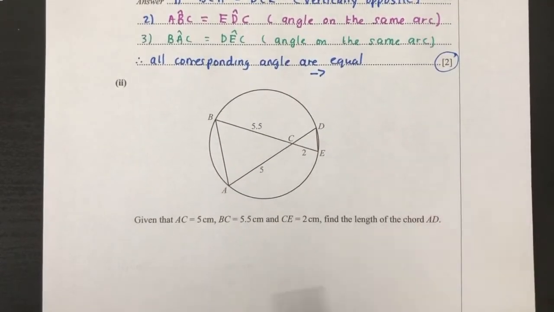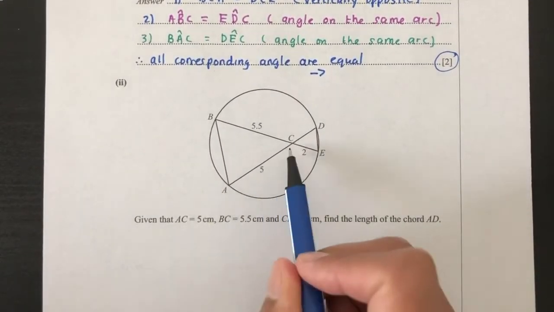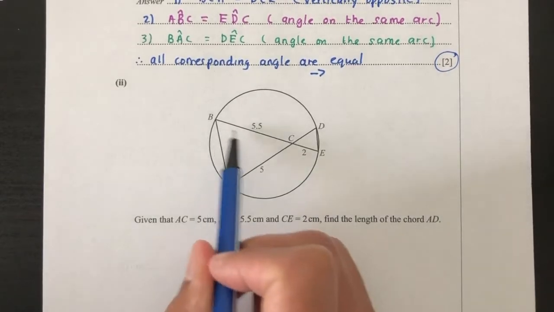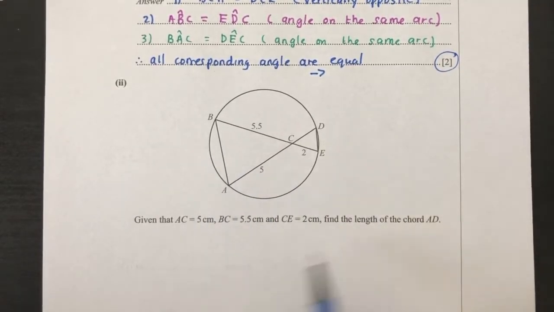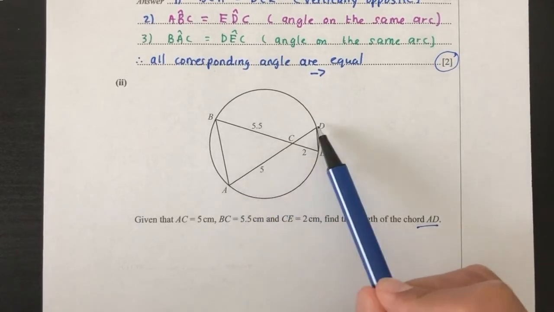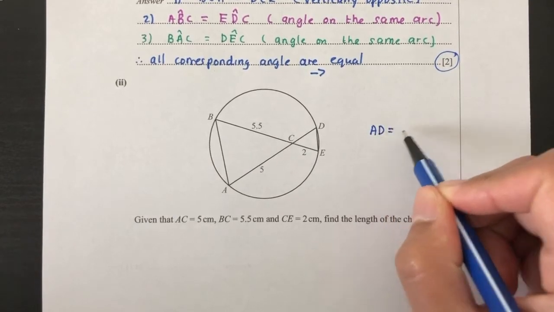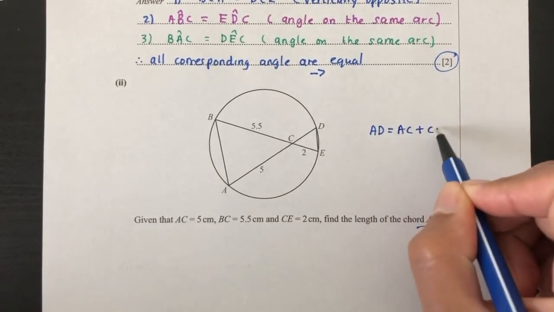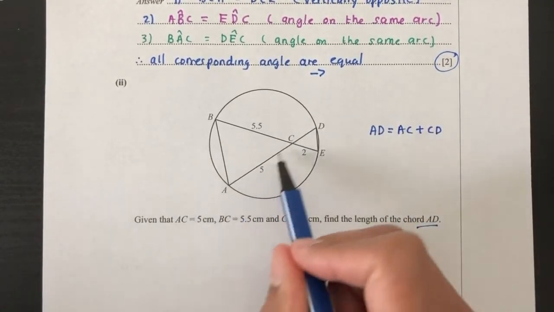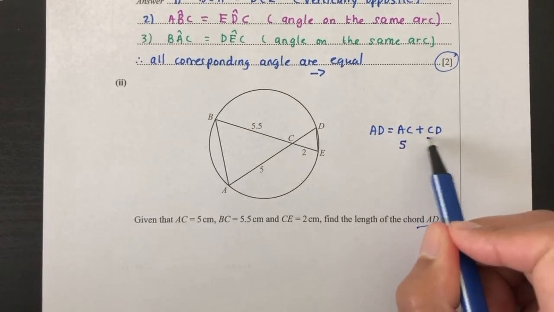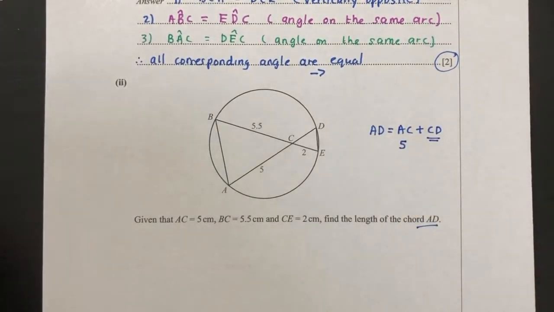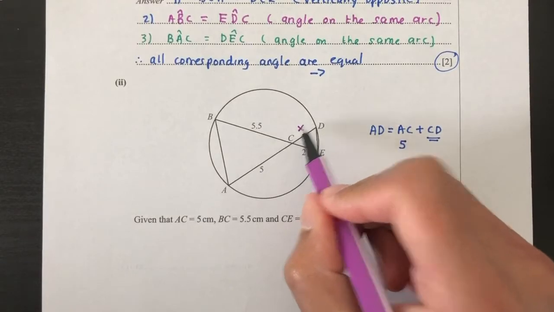So part 2, given that AC is 5, BC is 5.5 and CE is 2. Find the length of chord AD. So we have to find AD, this one. By observation, you can see that AD is equal to AC plus CD. We know the value of AC is 5, so we have to find the value of CD. CD, let's call this one X for now.